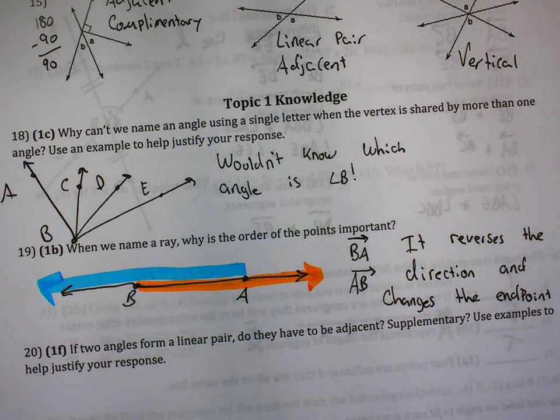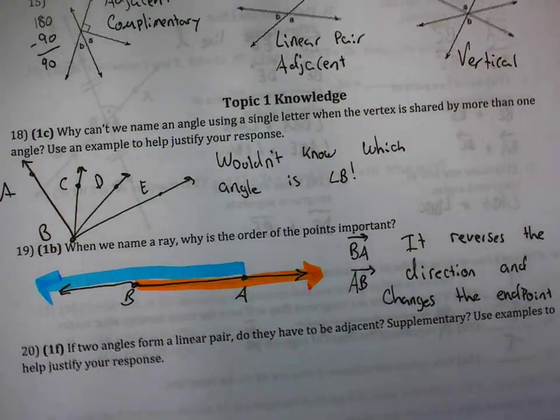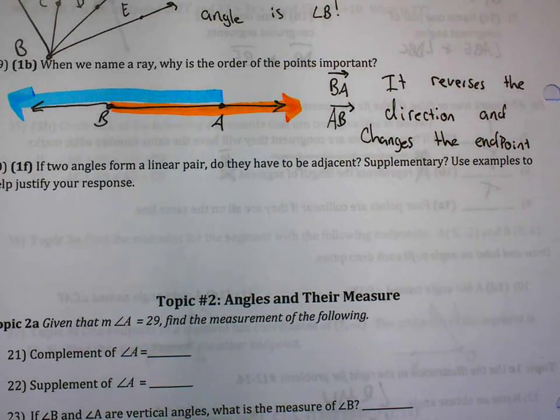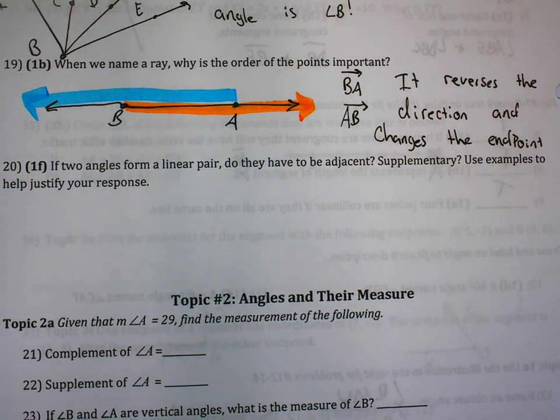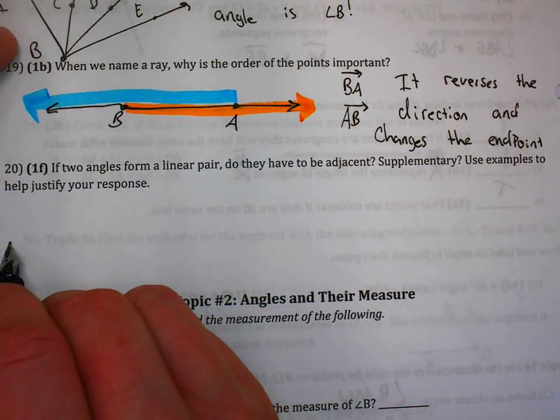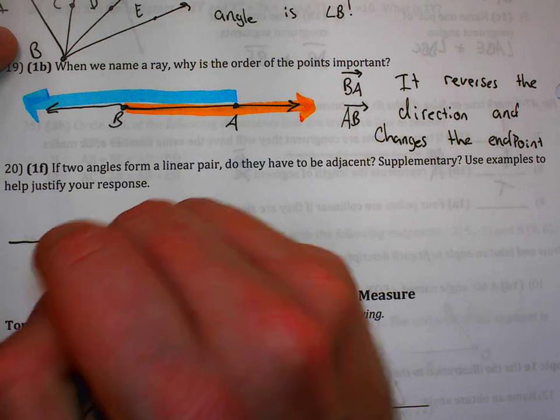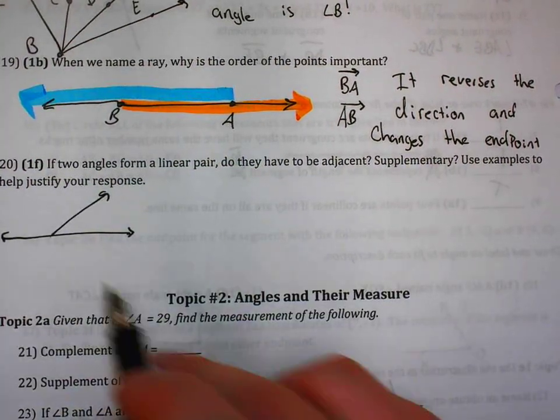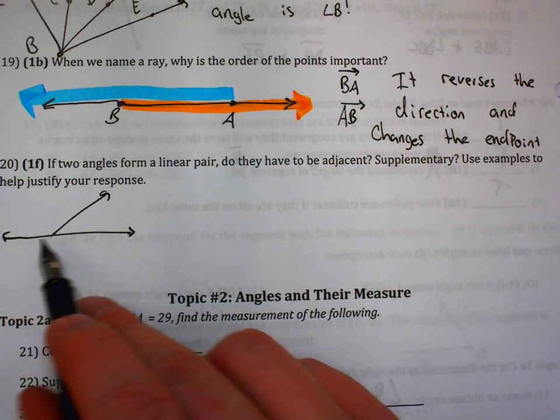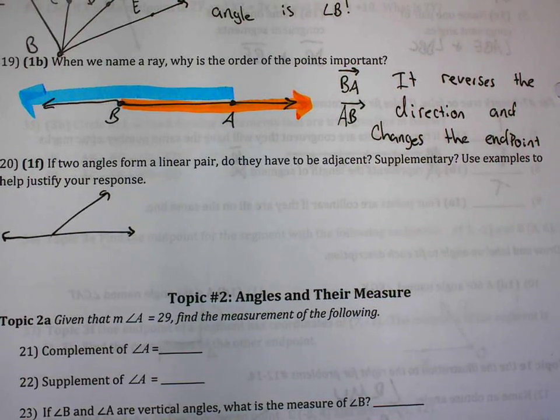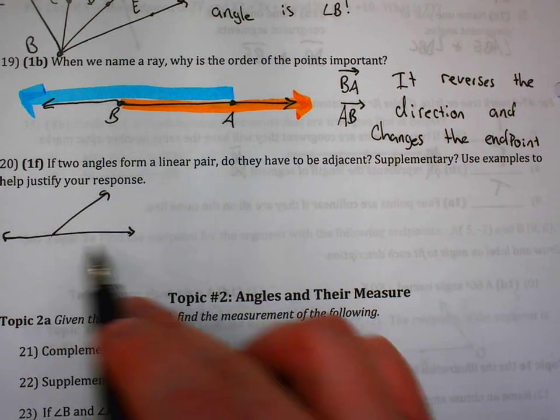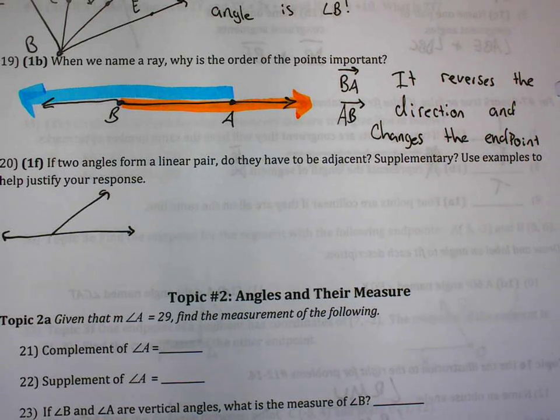Number 20. If two angles form a linear pair, do they have to be adjacent? Supplementary? Use examples to help justify your response. Linear pairs, the definition is adjacent and supplementary. They're two angles that form a straight line. There's no way that two angles can form a straight line together unless they're adjacent. If they weren't touching, they wouldn't form a straight line. And they have to be supplementary because if they do form a straight line, then they have to add up to 180.